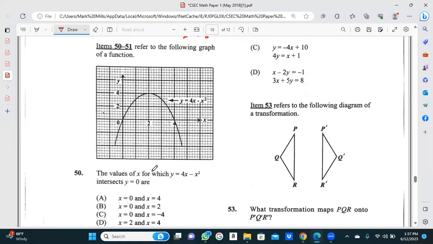Now, the values of x for which y is equal to x squared minus x intersects at y equal to 0. A, sir. A. All right. So that means these 2 points here. 0 and what? Wherever the line cuts the x-axis. All right.